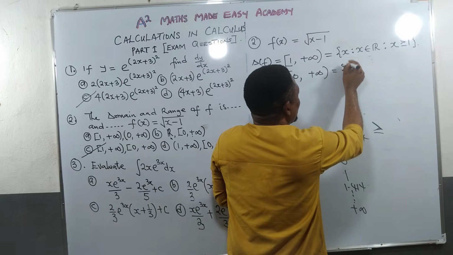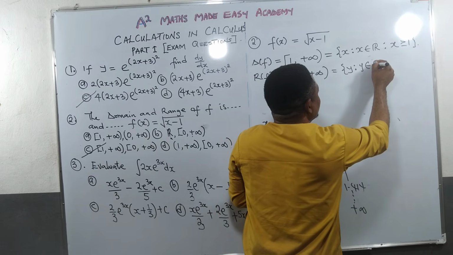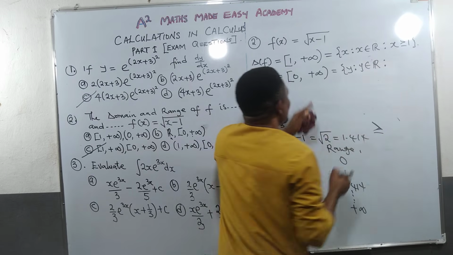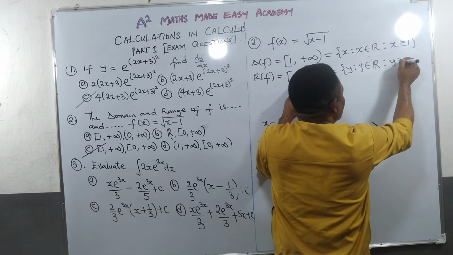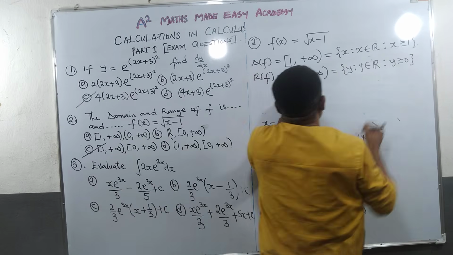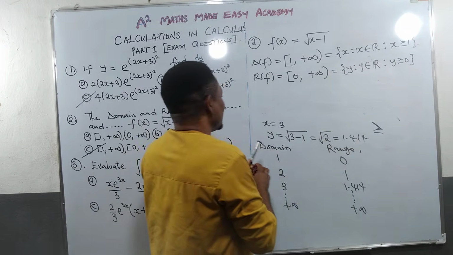Then we now move again to range. Range is y. What did I say? y is such that y is a member of what? Real numbers. Such that, what is this? Change 0. I will now say that y is greater than or equal to 0. Do you know why I say greater than or equal? Because it's tending to positive infinity.